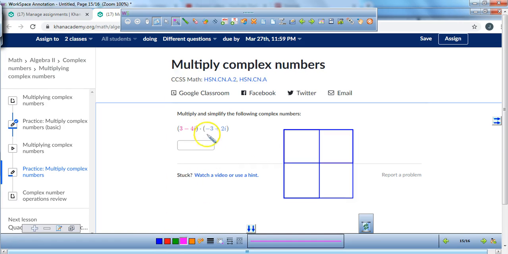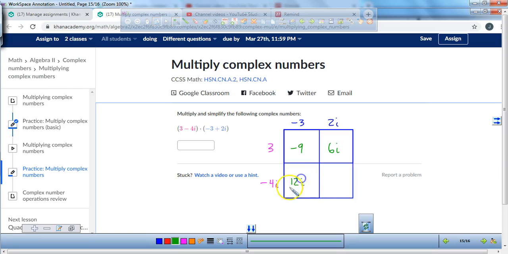So what we're going to do is put 3 right here and the negative 4i right there. All right, hopefully you haven't fallen asleep just yet. We're almost done. Negative 3 and a 2i right there. And now we're just going to multiply things together. 3 times negative 3 is negative 9. 3 times 2i is 6i. Negative 4i times negative 3 is positive 12i, because a negative times a negative is positive. And last but not least, negative 4i times 2i is negative 8i squared.